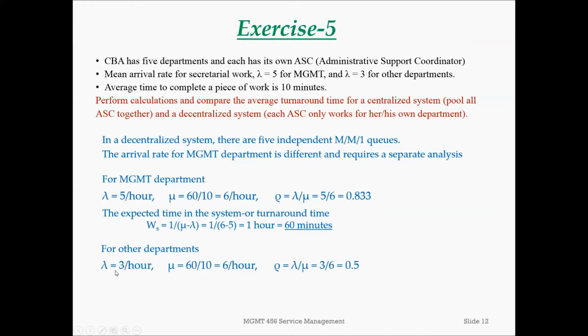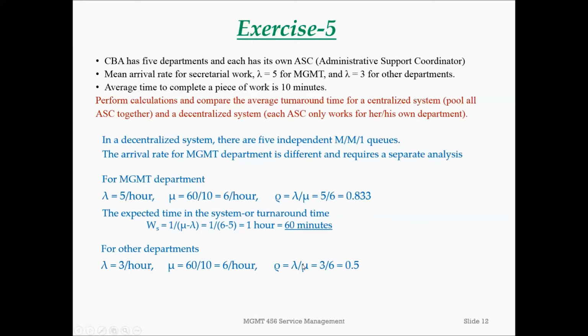So what is that lambda? Lambda is 3 per hour. Mu is the same as management department. It will be 60 divided by 10, 10 minutes, so you get 6 per hour. So knowing lambda, knowing mu, we can calculate rho. Rho is lambda divided by mu, which is 3 divided by 6, 0.5.